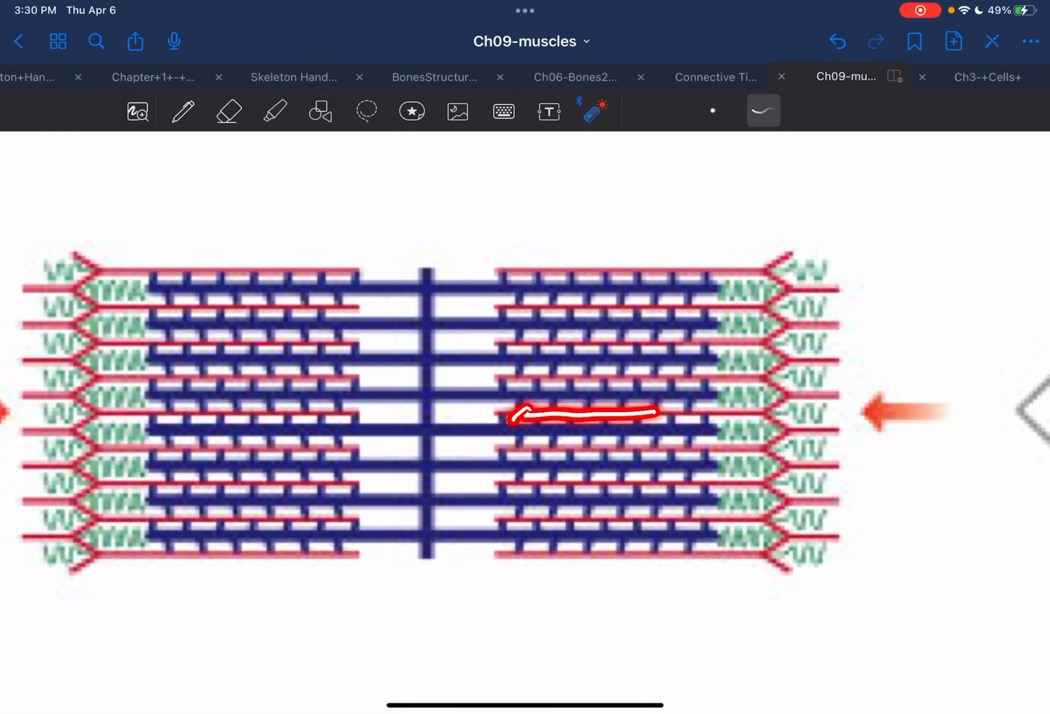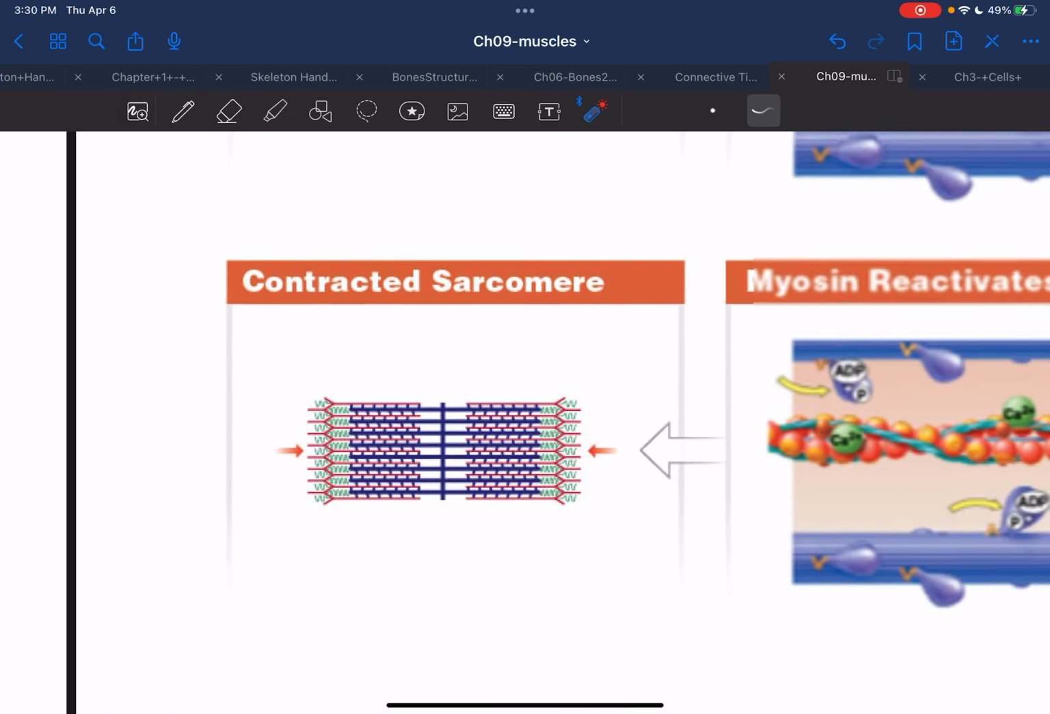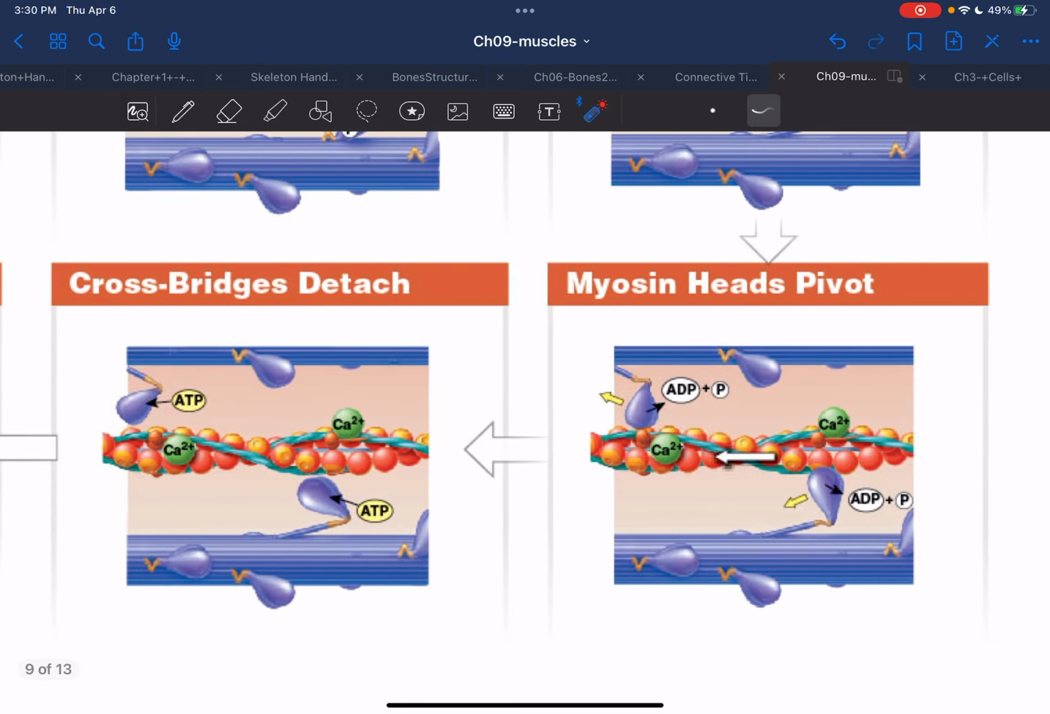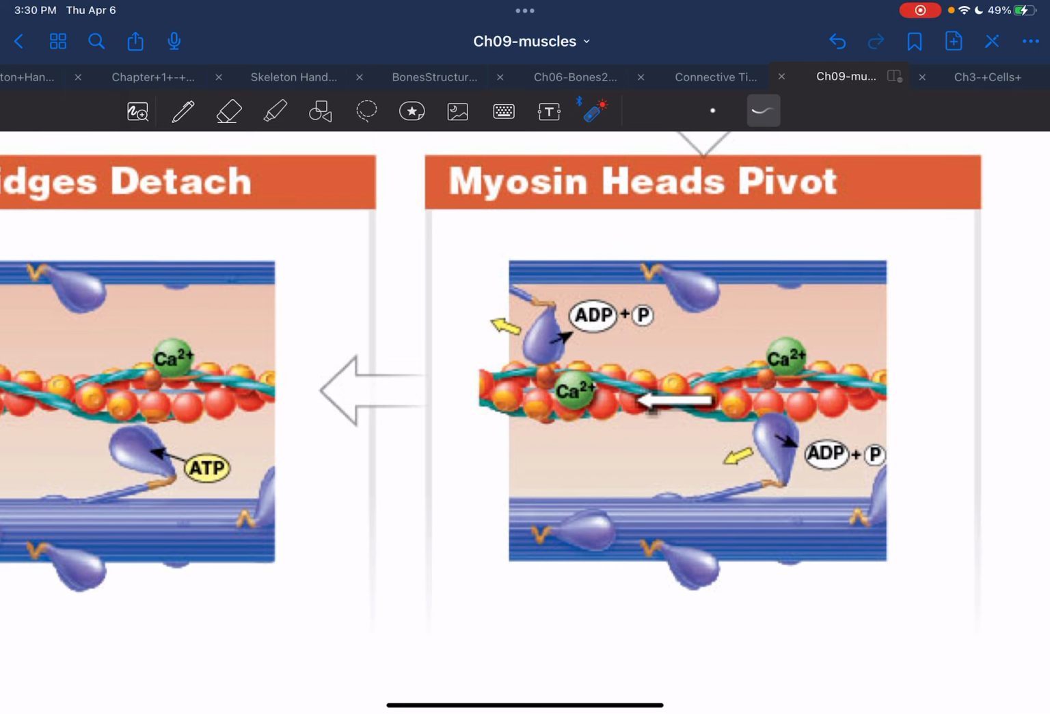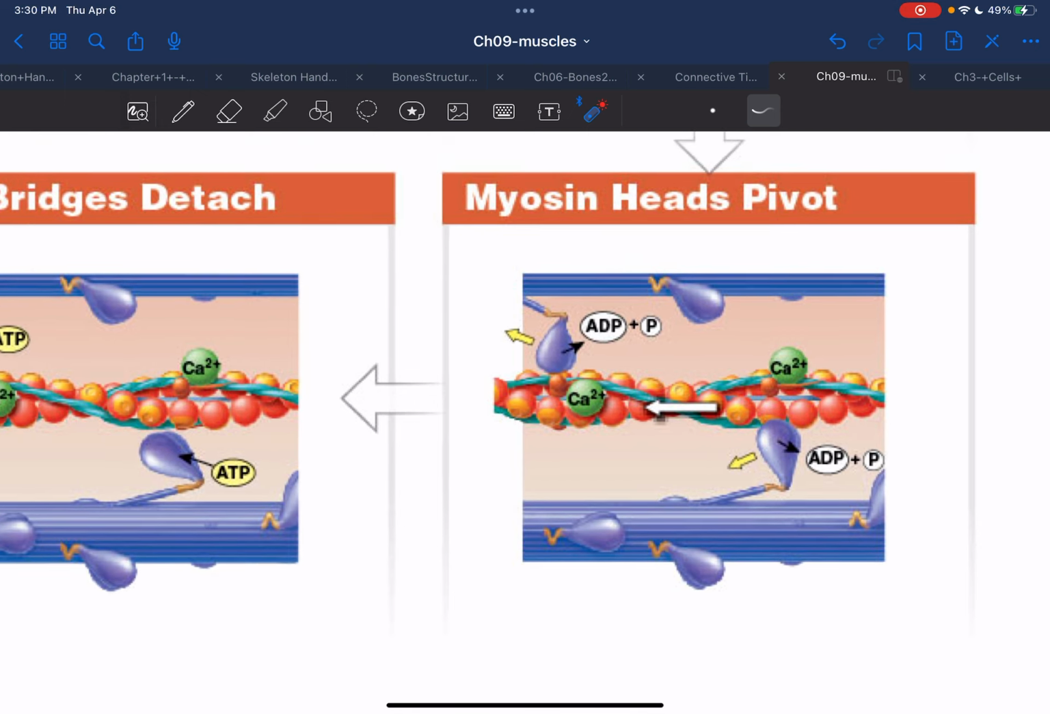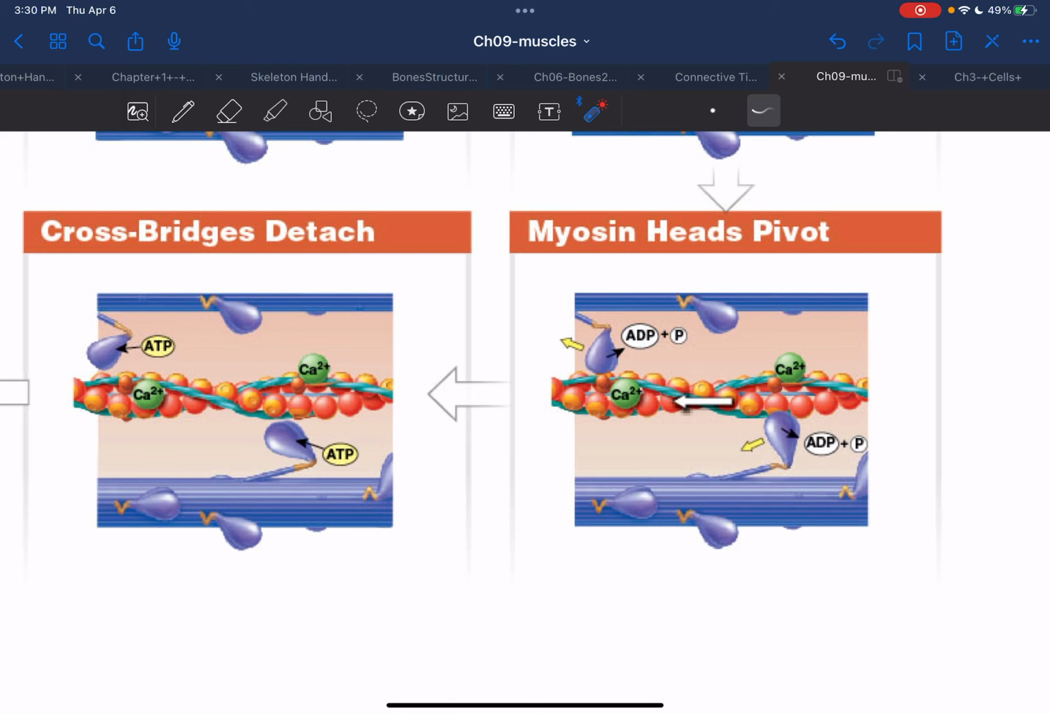I'm going to show you a video with animation. It looks a little bit better with a video animation. But otherwise, this occurs because that myosin was able to bind, and then it moved that thin filament towards its M line. And so our myosin head pivots, moving our thin filament towards that M line.